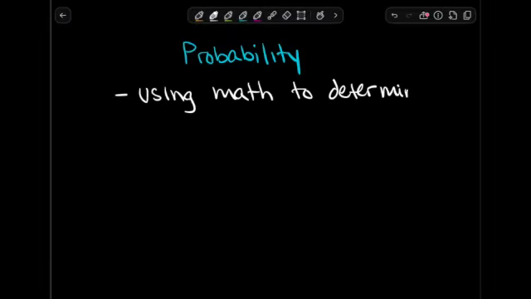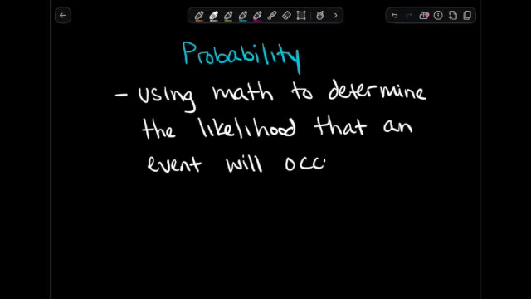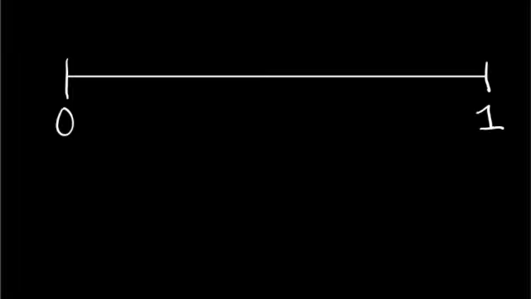Mathematically speaking, probability is determining the likelihood that an event will occur. We measure probability using values between 0 and 1. 0 represents the probability that the event is impossible. It cannot occur. And so thinking about the words that we use for that, we would use impossible. There is a 0% chance that that event will occur.